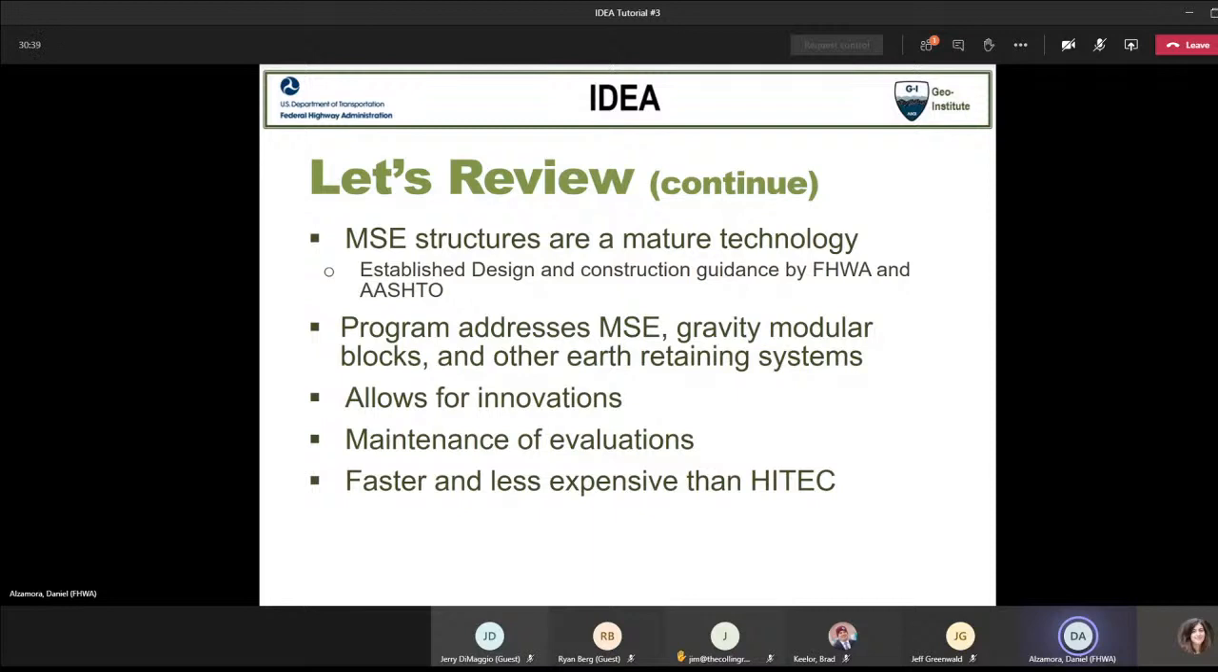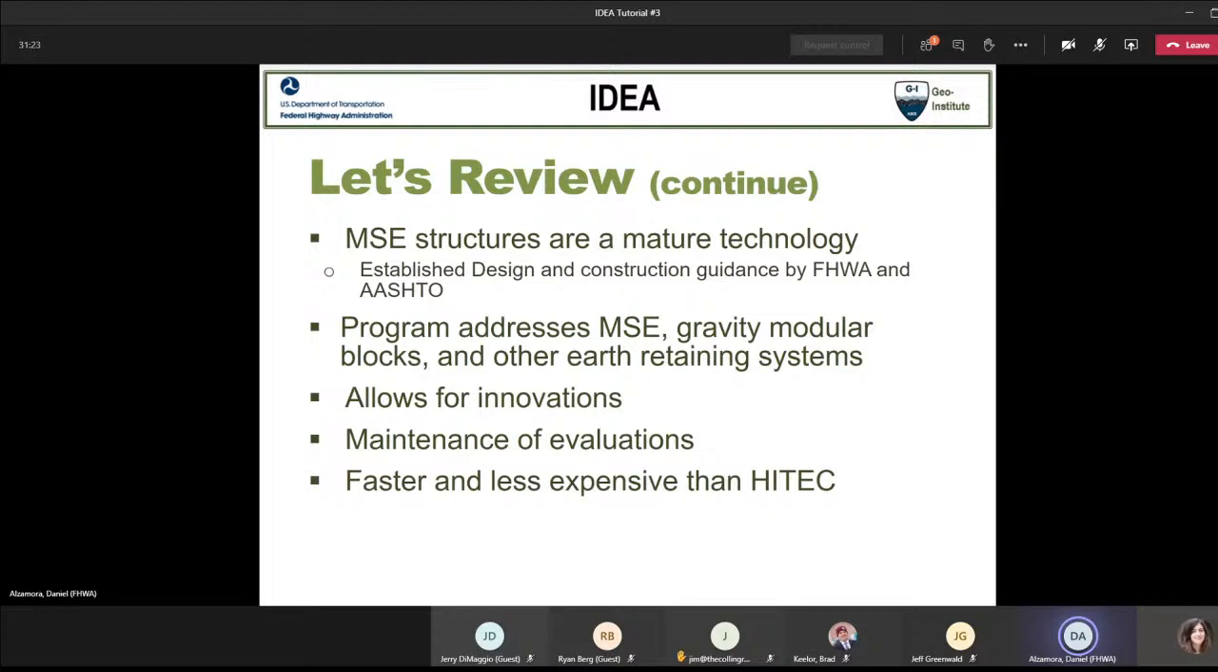The evaluations are not meant to look at if MSE walls work, like high-tech at the beginning was. That was developed in the early 1990s, mid-1990s. We are looking now at a mature technology, and we know that MSE walls work. We have established design and construction guidance by FHWA and AASHTO, where we didn't have that in the 90s. So that, I think, is a key point in the differences between the high-tech evaluations and the IDEA evaluations.